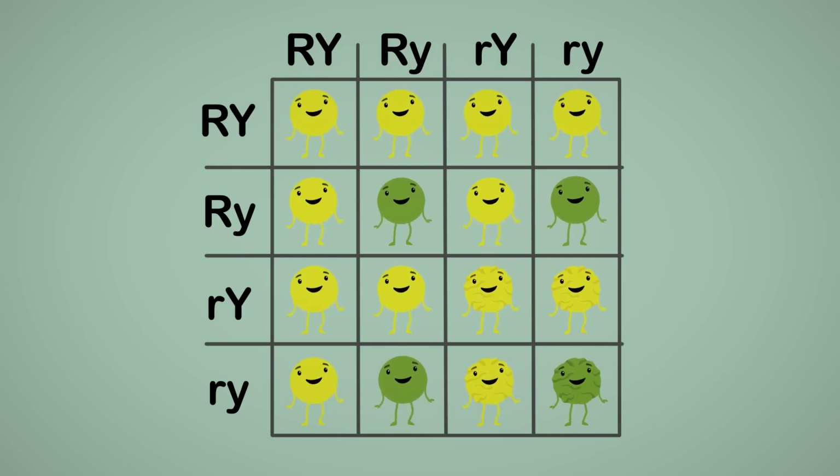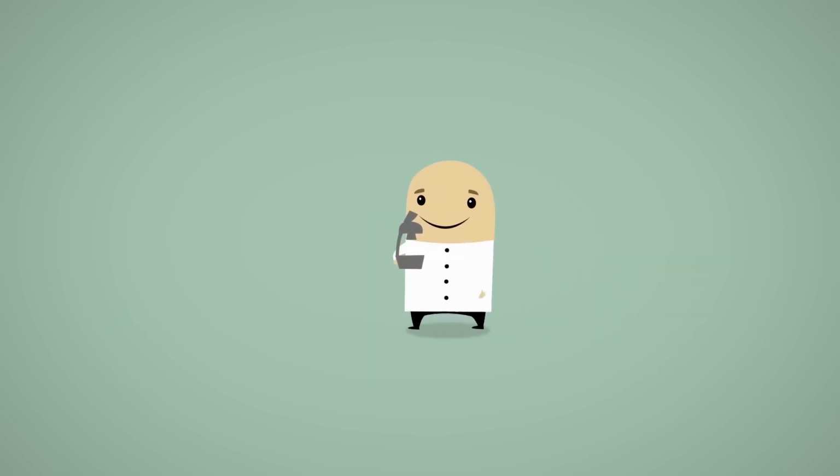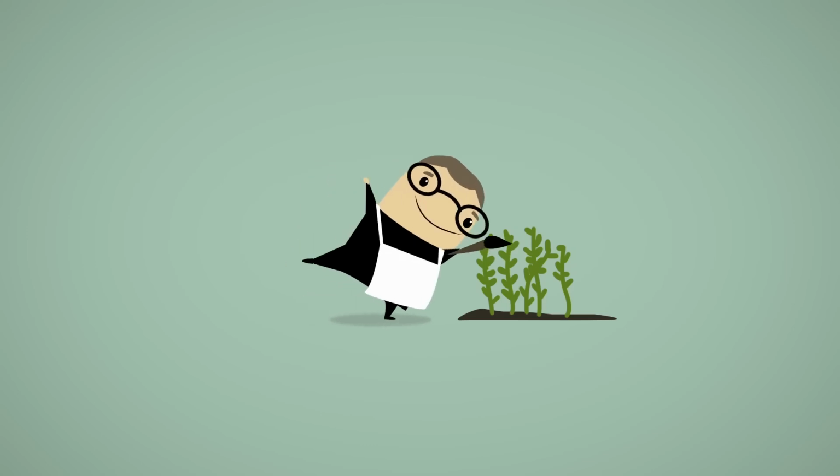And lots of things are more complicated than peas, like, say, people. These days, scientists know a lot more about genetics and heredity, and there are many other ways in which some characteristics are inherited, but it all started with Mendel and his peas.